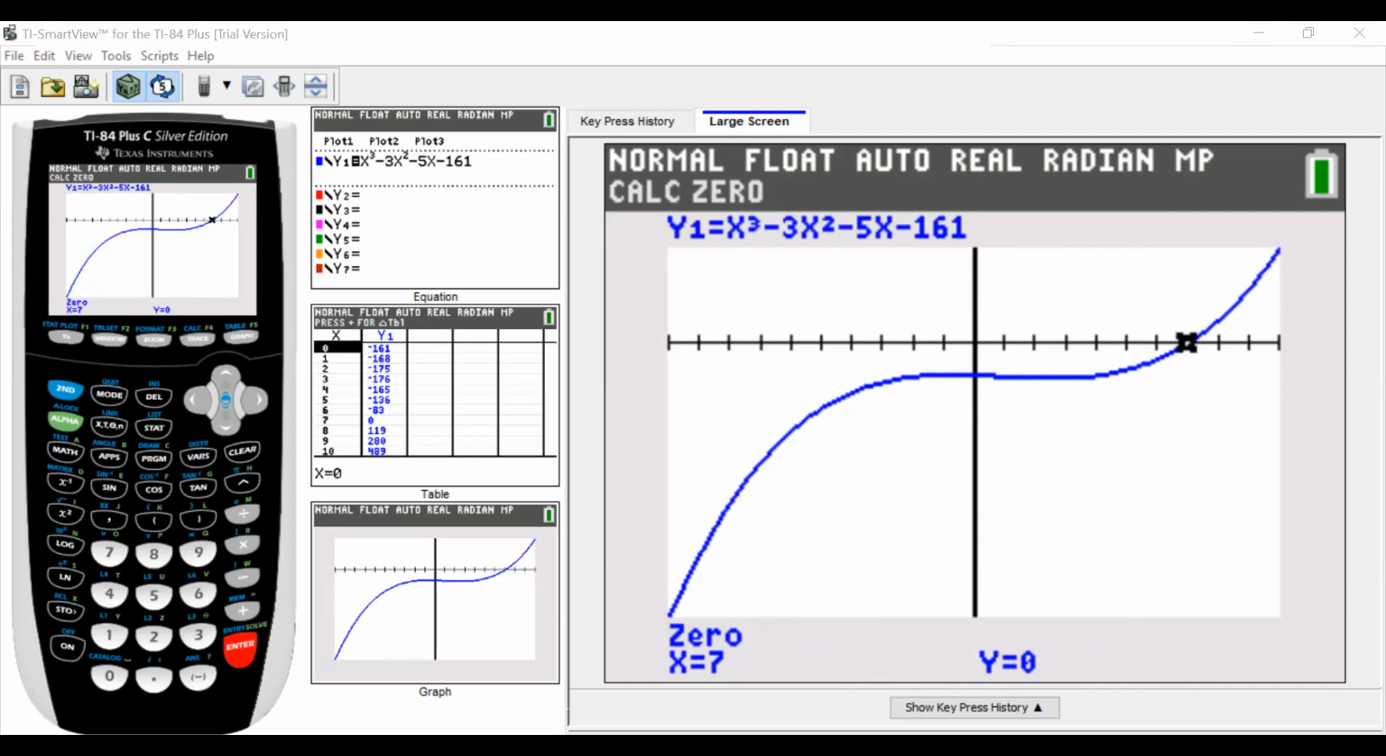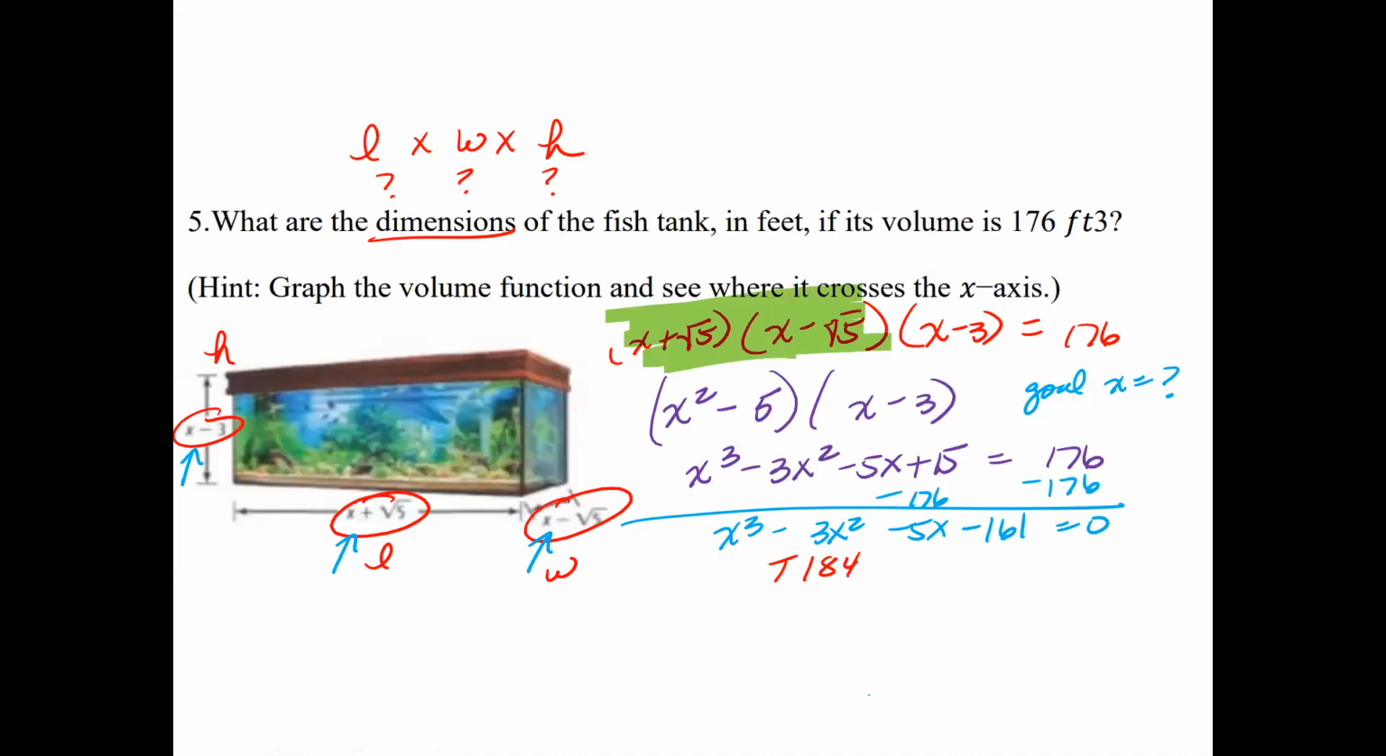Okay, so now that I know my x is equal to 7, I can go back to this and finish finding the dimensions. So let's find the dimensions. My length is going to be 7 plus the square root of 5. My width is going to be 7 minus the square root of 5. And my height is going to be 7 minus 3.